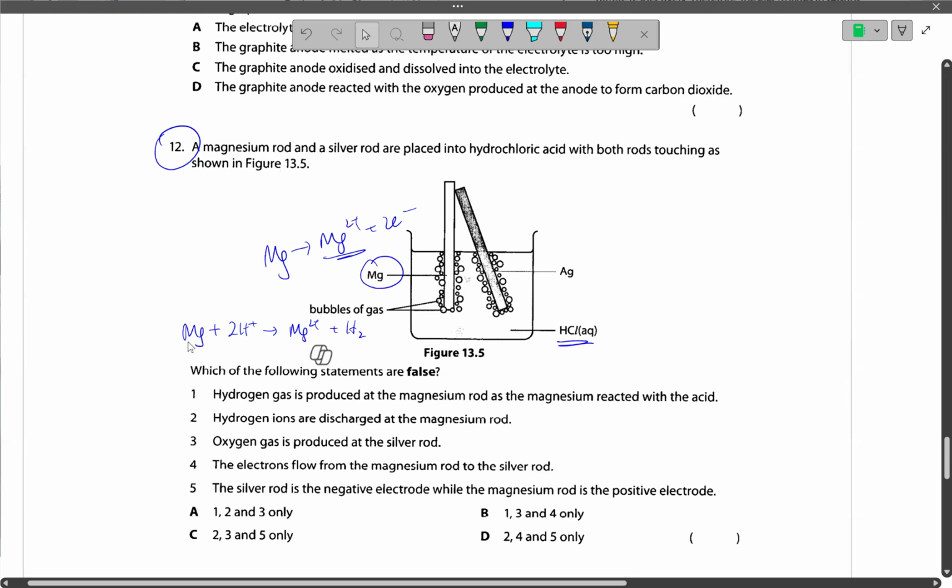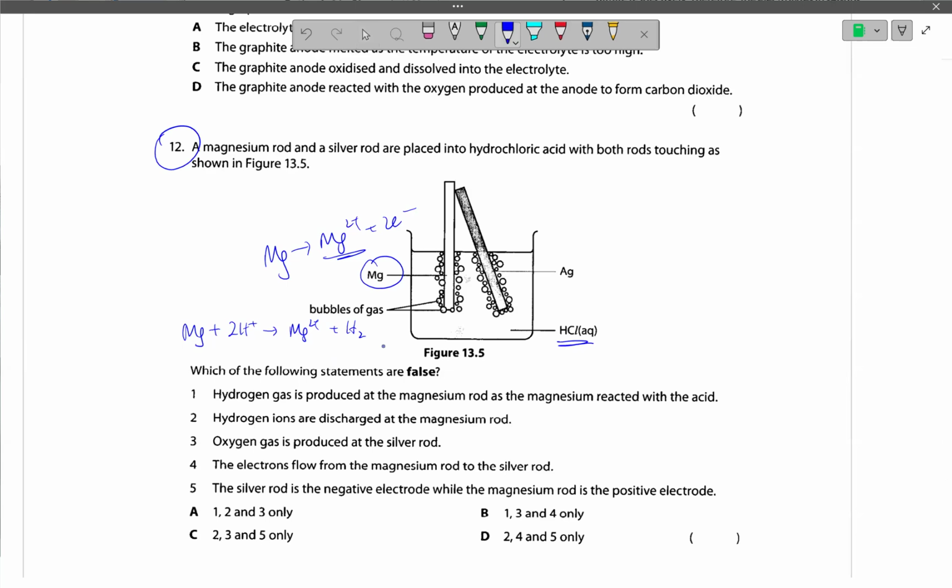Now magnesium is a reducing agent, right? It reduces H+ to H. In fact, metal reaction is always a redox reaction. So magnesium is oxidized while the hydrogen is reduced. So hydrogen ions are discharged at the magnesium rod. Is it correct? Let me see. Should I call it discharge? Hydrogen ions are reduced. Okay, let's look at other options first.